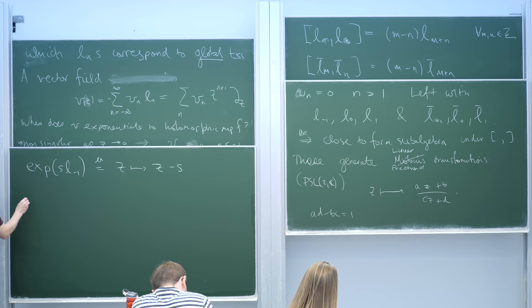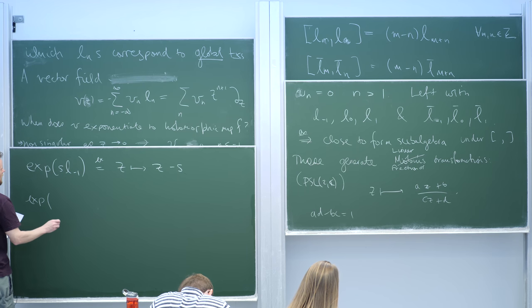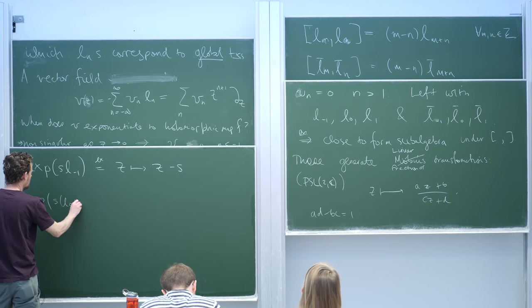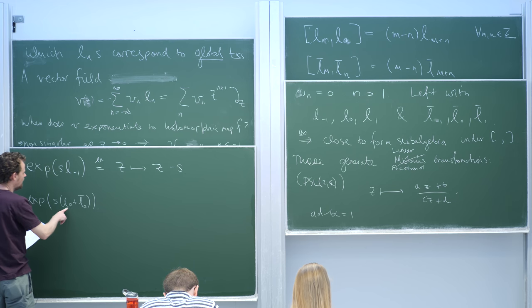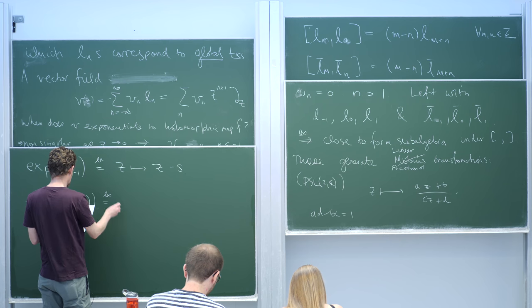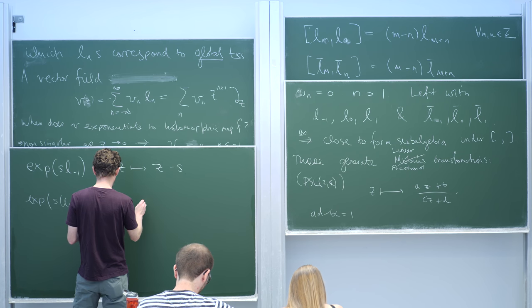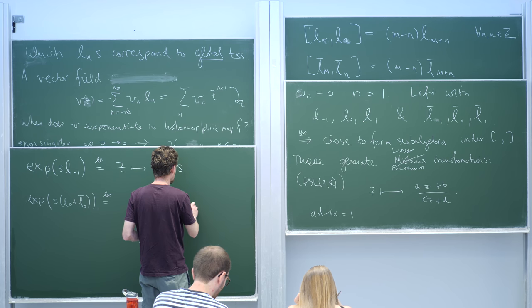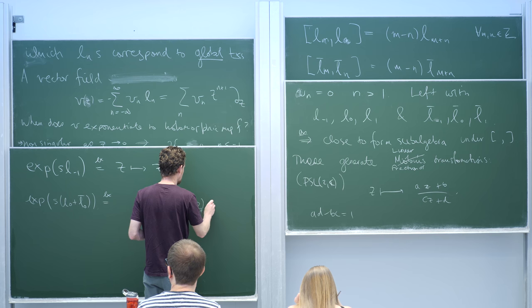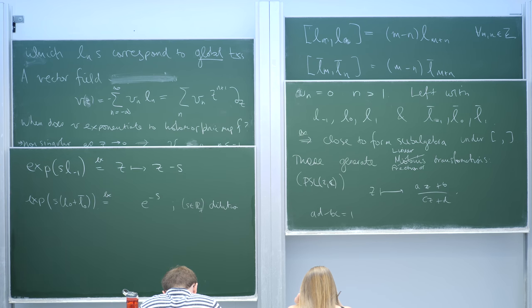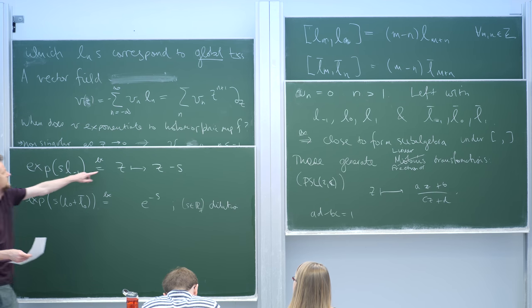And then we come to L naught. What does L naught do? Well, we're going to do it in real and imaginary parts. So if you add L naught and L naught bar and exponentiate it, then that corresponds to the transformation e to the minus s, for s a real number, a dilation. So that's a translation.